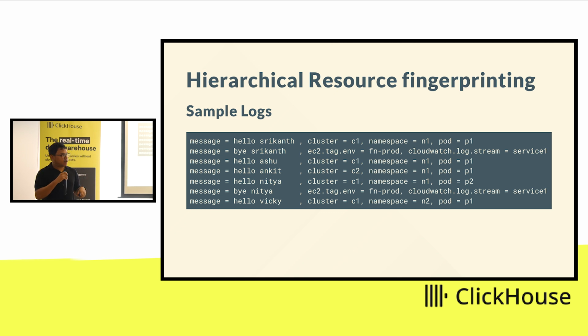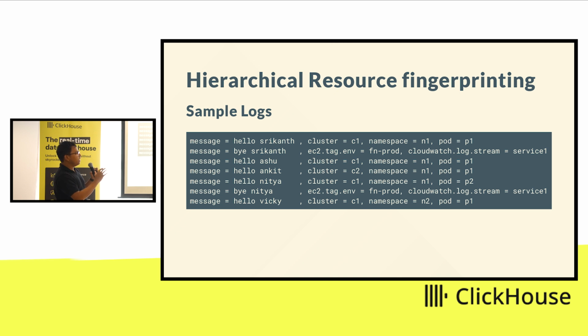Here is an example that I will go with. Let's say we have some logs coming from different sources. The first log is coming from cluster C1, namespace N1 and pod P1. The second is coming from some CloudWatch log stream. And the third is also coming from the same first cluster and pod P1. And like this, logs are coming from different clusters. Now, how do we make sure that all the logs from C1, N1, and P1, that resource, is clubbed together?